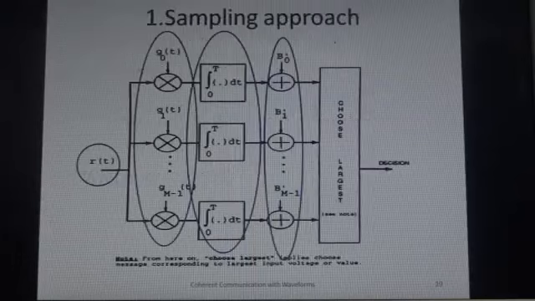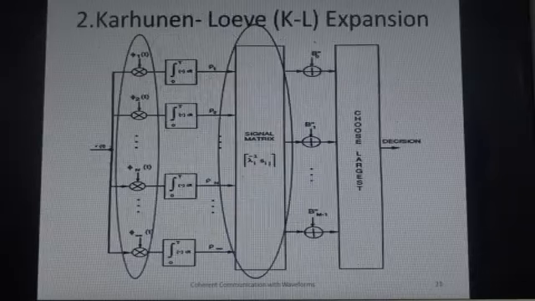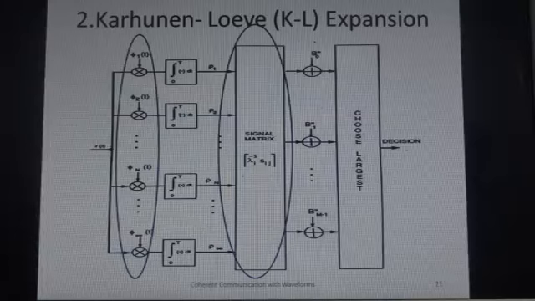The sampling approach has a received signal with Gaussian noise and decision making. Here we use the MAP receiver, the maximum a posteriori receiver, and the decision making is done on the basis of the maximum likelihood condition. Next is the Karhunen-Loève (KL) expansion. Here we introduce eigenvalues and eigenfunctions to convert the colored noise into a scalar entity so that we can easily eliminate that noise at the receiver.